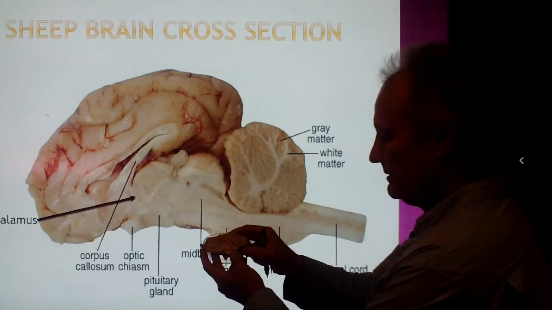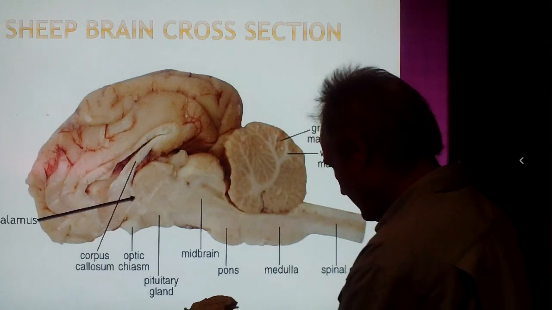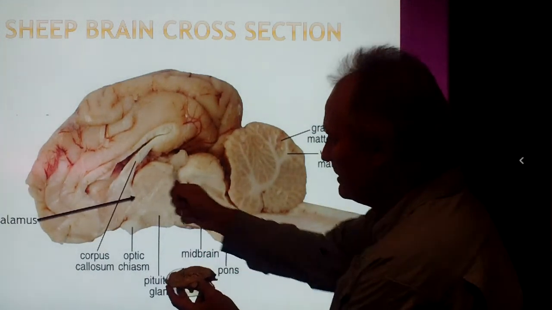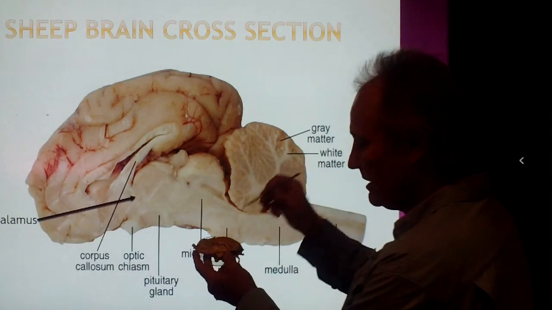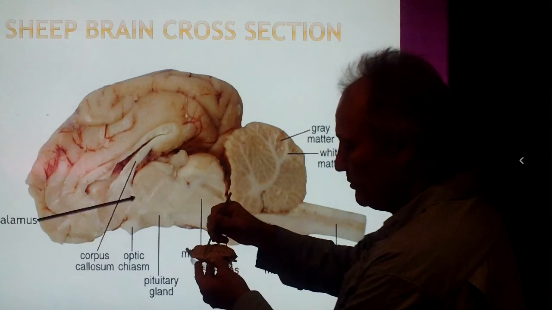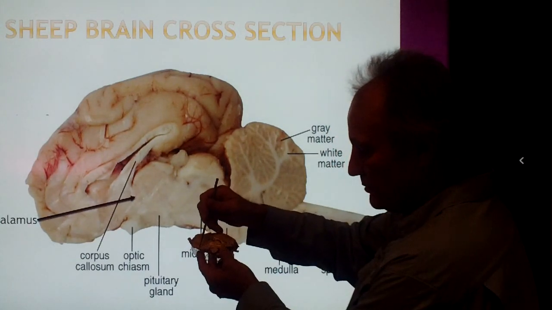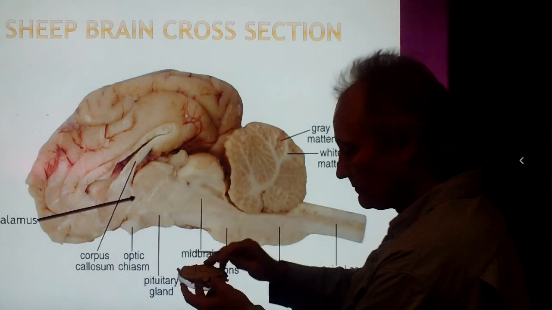If we take the brain in cross-section of the sheep's brain, you will see that here is the ventricle right in here. Here's the cerebellum back in the back, and the pons and the medulla, which are right here, and then going into the spinal cord.